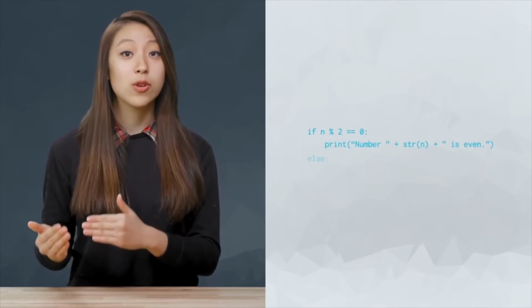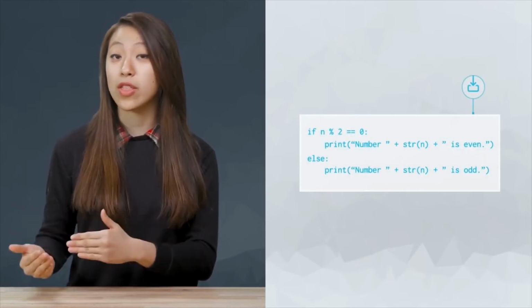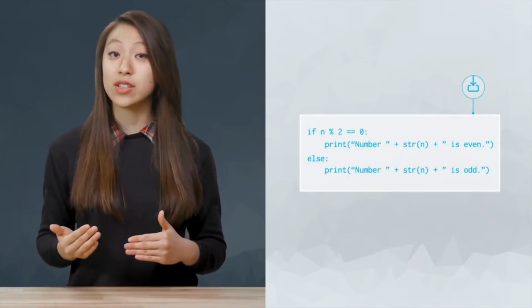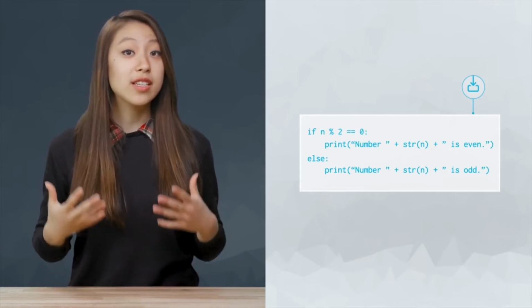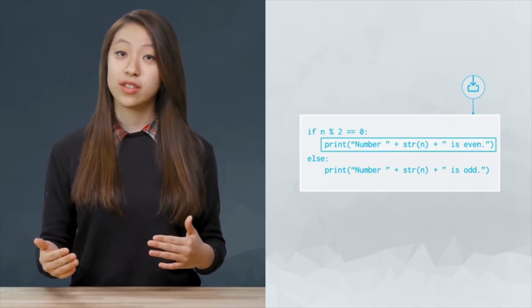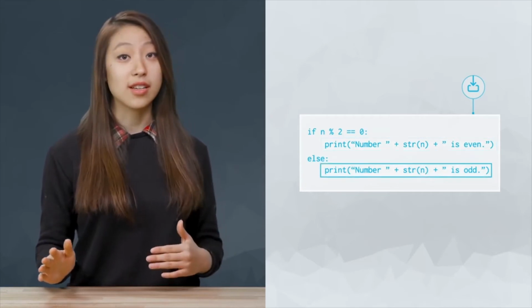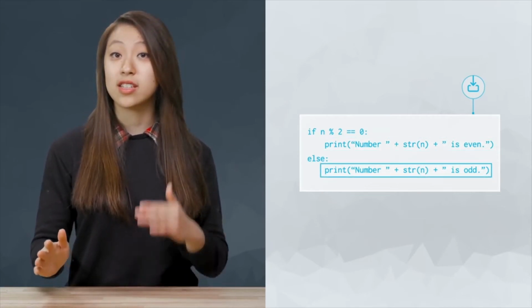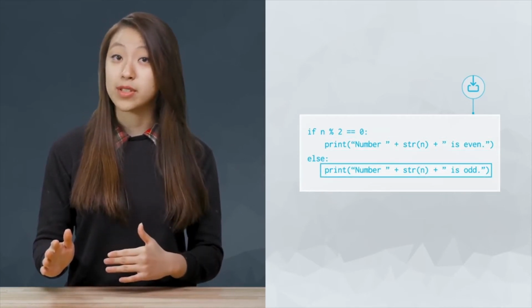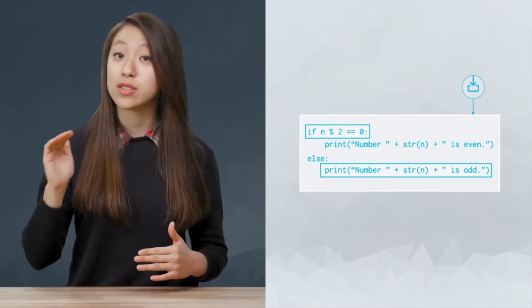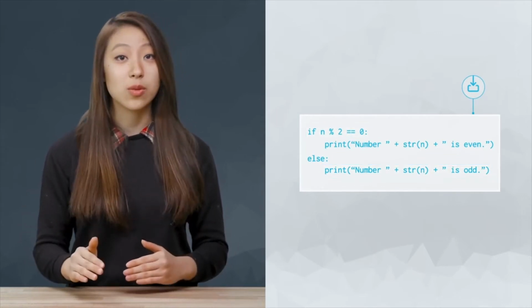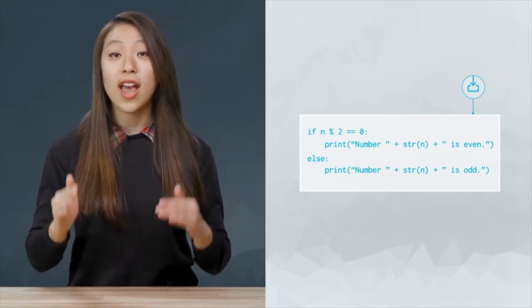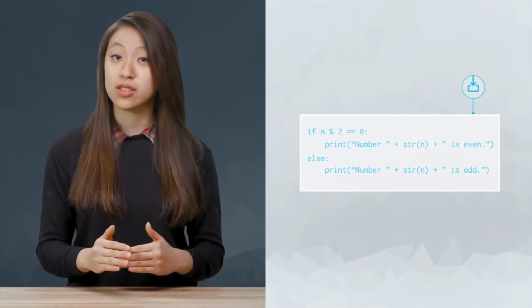Consider this code, which prints a message indicating whether an integer n is even or odd. If n is even, this line is run. Otherwise, this line is run. Code indented under the else is what happens when this condition evaluates to false. The else keyword is always followed by a colon and doesn't need a Boolean expression.